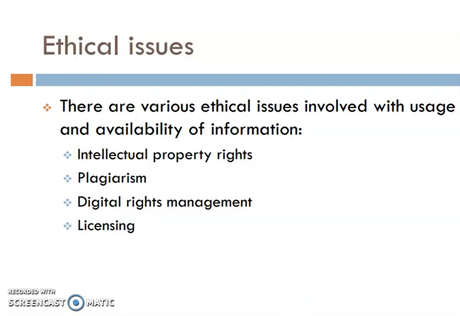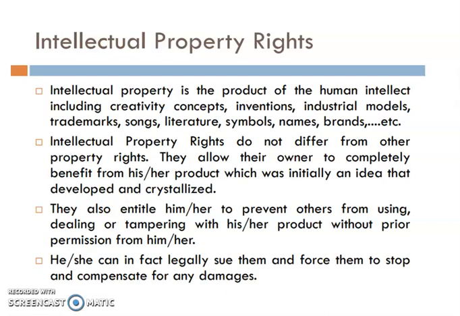Next one, ethical issues. There are various ethical issues involved with usage and availability of information. The main points are intellectual property rights, plagiarism, digital rights management, and the last one is licensing. So let's learn one by one. First one, intellectual property rights.